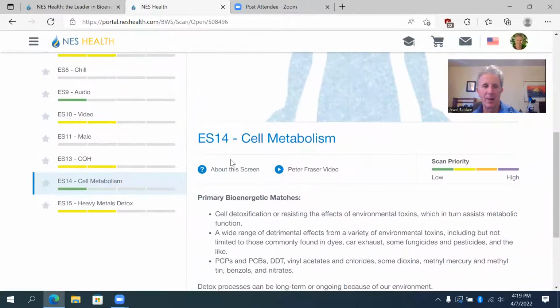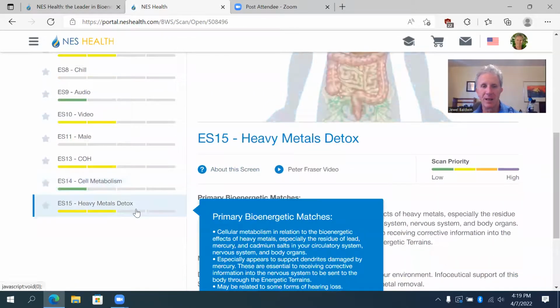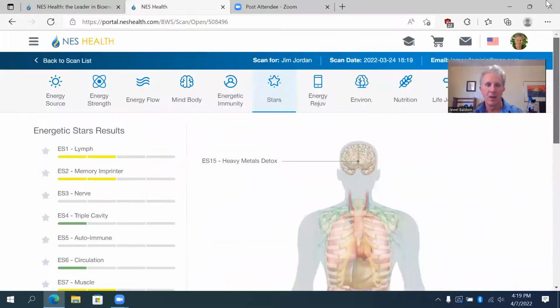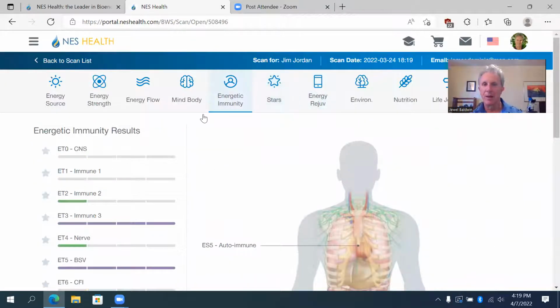Very important. And ES15 is similar to 14, but specifically for heavy metals. It'll come up when heavy metals need to be processed. And again, we will use a combination of this infaceutical with binders to make sure that the metals do not get restored, sucked back into the system. So energetic immunity and stars are the topics I wanted to cover today in the NES scan.